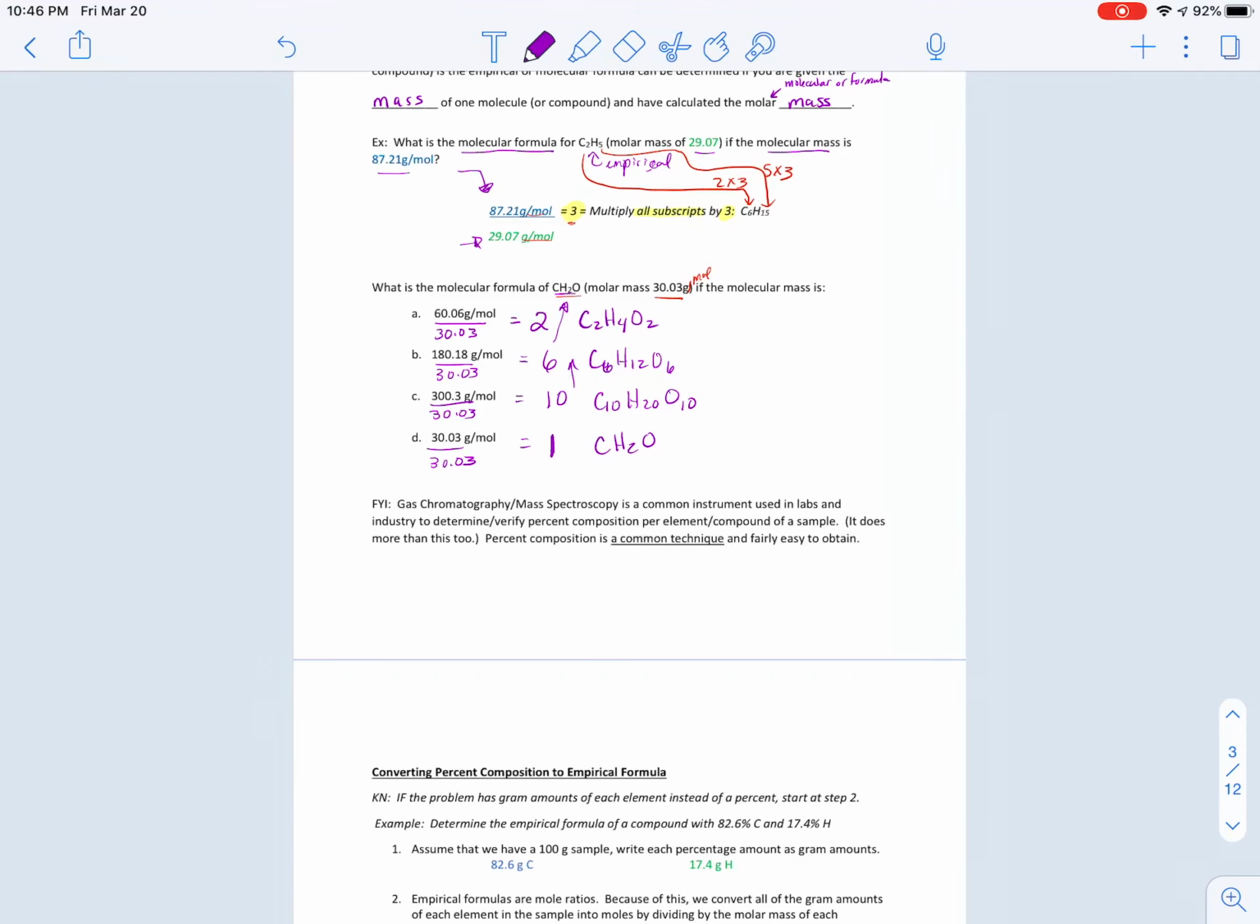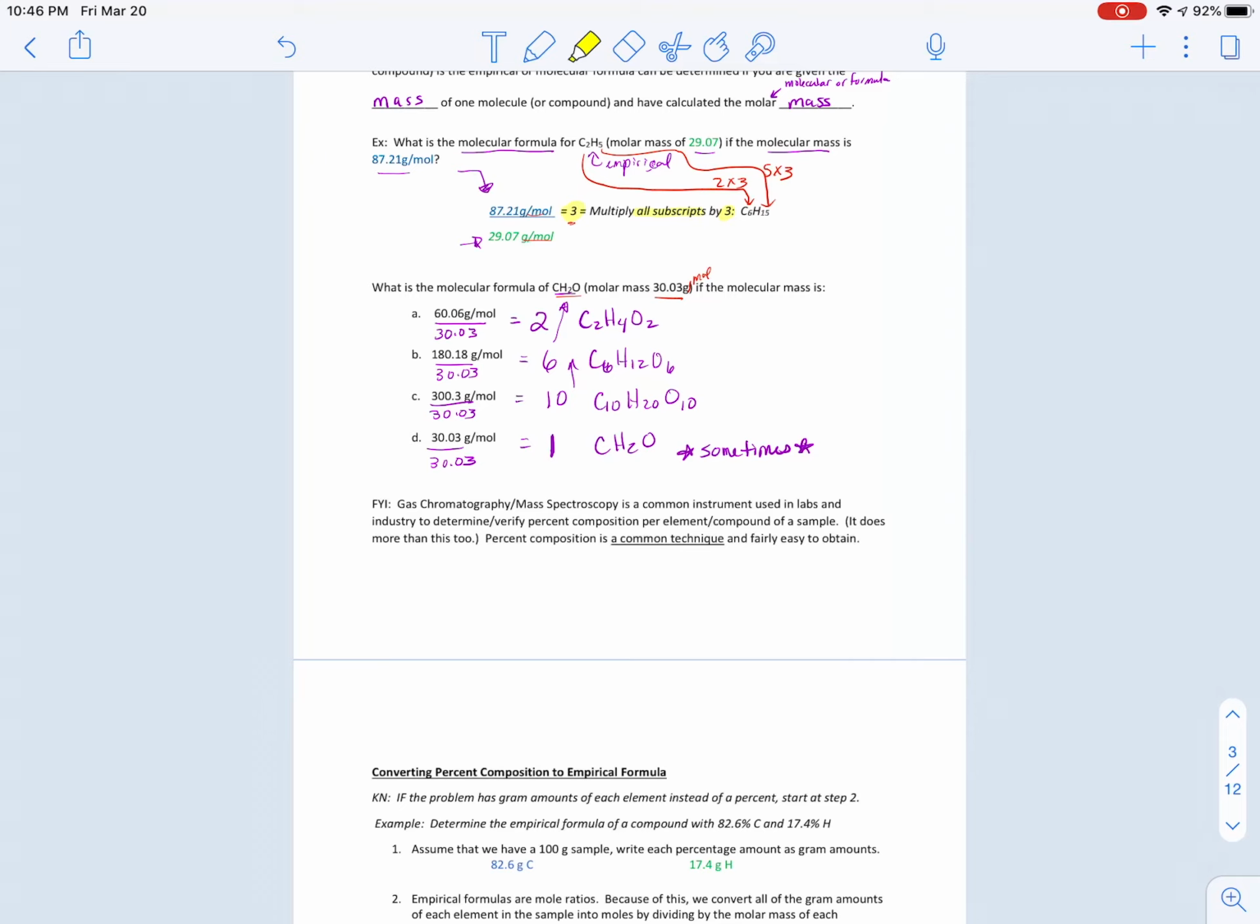So you can be 1. And that just means you multiply all the subscripts by 1, which means you're talking about the same thing as the empirical. That only happens sometimes, but I just wanted to throw it out there. I didn't see any examples of that in Newton, but this definitely comes up in organic chemistry. So if you're going to be taking organic, you're going to be getting this concept coming up again.